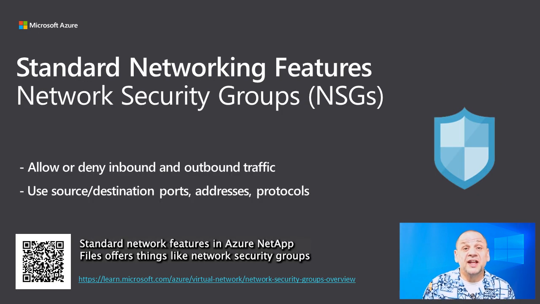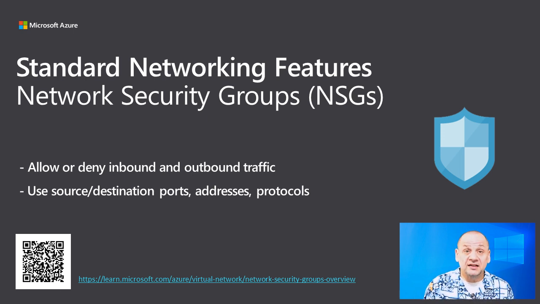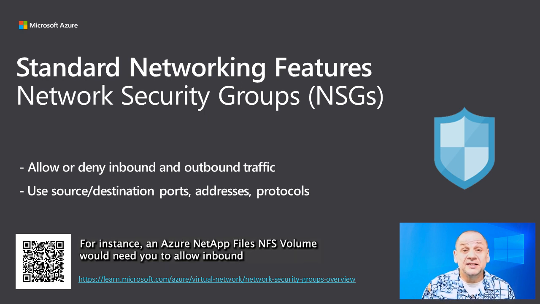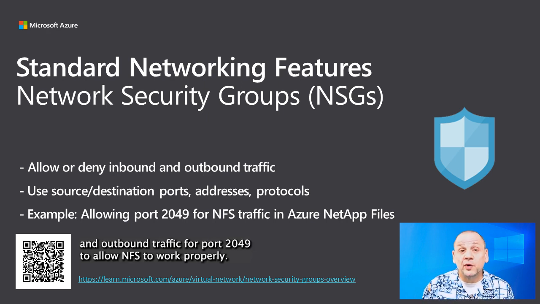Standard network features in Azure NetApp Files offers things like network security groups, or NSGs, which is essentially a firewall for your Azure resources in an Azure VNet. This allows you to allow or deny inbound and outbound traffic via destination port, IP address, or protocol. For instance, an Azure NetApp Files NFS volume would need you to allow inbound and outbound traffic for port 2049 to allow NFS to work properly.